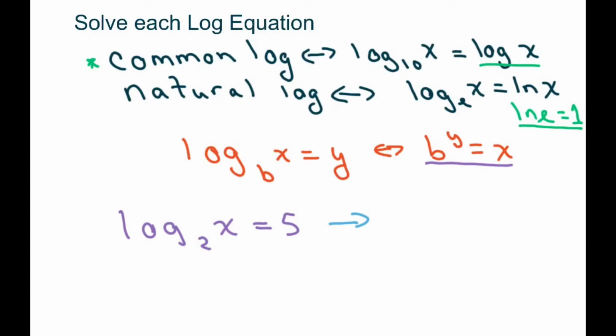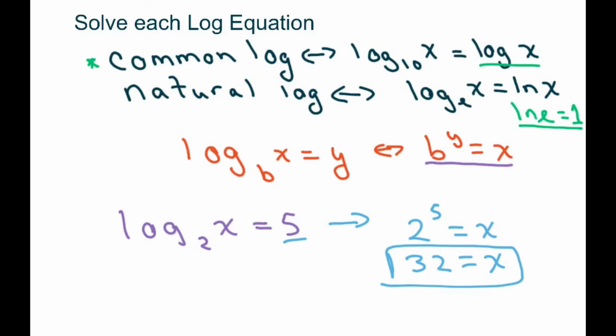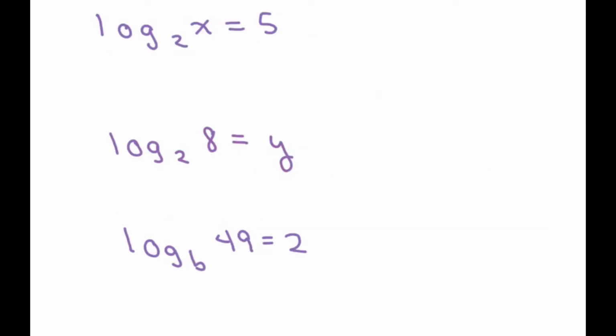So my base here is 2, and my power is always on this side. So 2 to the 5th equals x, and you merely simplify this: 2 times 2 times 2 times 2, 5 times, would be 32. So 32 equals x. Alright, and then we have a bunch of problems here. So here we go. This one is the same one, so I'll just do it again. 2 to the 5th equals x. So x is 32.